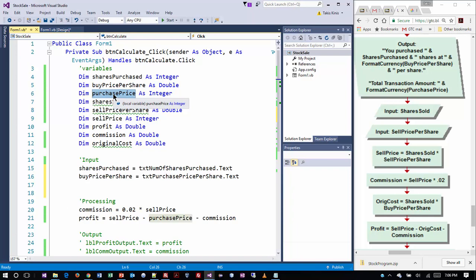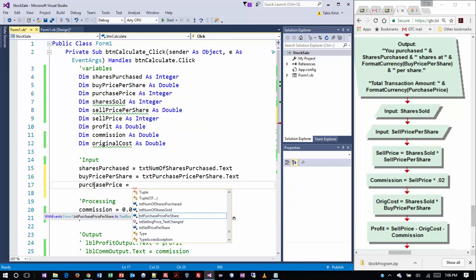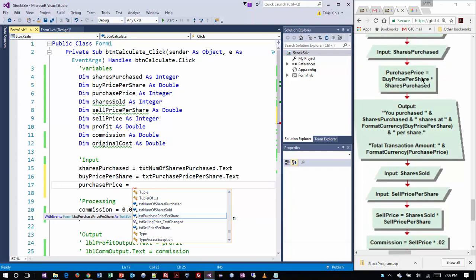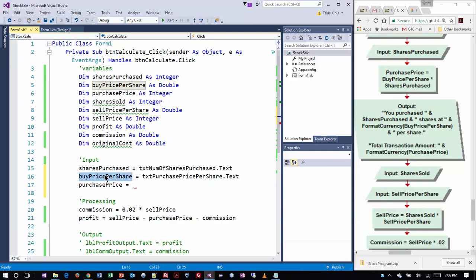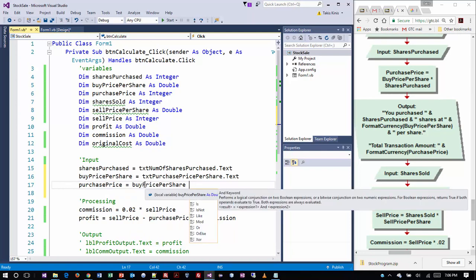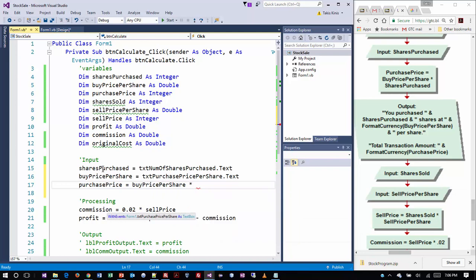And if you're wondering how I highlighted it so quick, I just double-clicked it. Then I'm going to do a Control-C to copy, or right-click copy, whatever works for you. And then I'm just going to paste it right here. And then that is going to be equal to some math, right? So what's the math? Well, let's see. The purchase price equals buy price per share times shares purchased. So buy price per share, copy, paste, and then to multiply we use an asterisk, and then we're going to multiply times shares purchased. I'm just going to paste that right here.